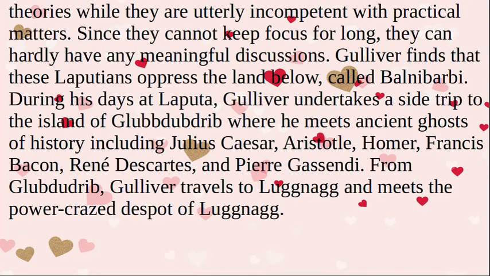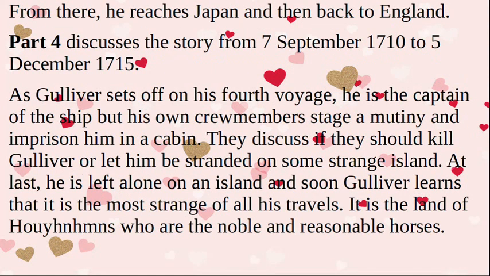During his days at Laputa, Gulliver undertakes a side trip to the island of Glubdubdrib, where he meets ancient ghosts of history, including Julius Caesar, Aristotle, Homer, Francis Bacon, René Descartes, and Pierre Gassendi. From Glubdubdrib, Gulliver travels to Luggnagg and meets the power-crazed despot of Luggnagg. From there he reaches Japan and then back to England.